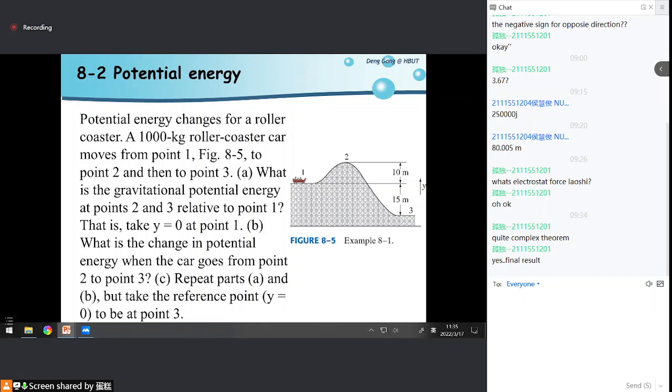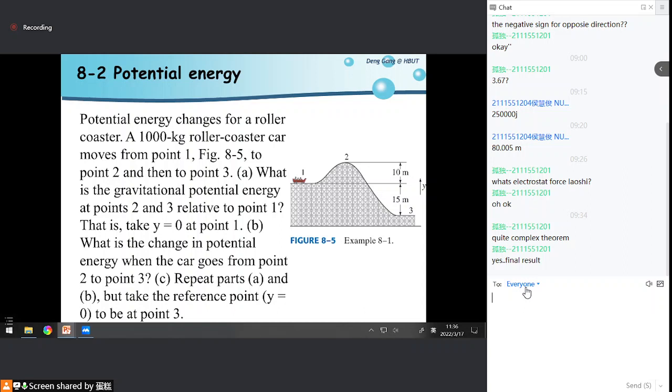A 1 kilogram roller coaster car moves from point 1 and then to 2 and then to 3. What is the gravitational potential energy at 2 and 3 relative to point 1? That is, choose y equal to 0 at point 1.